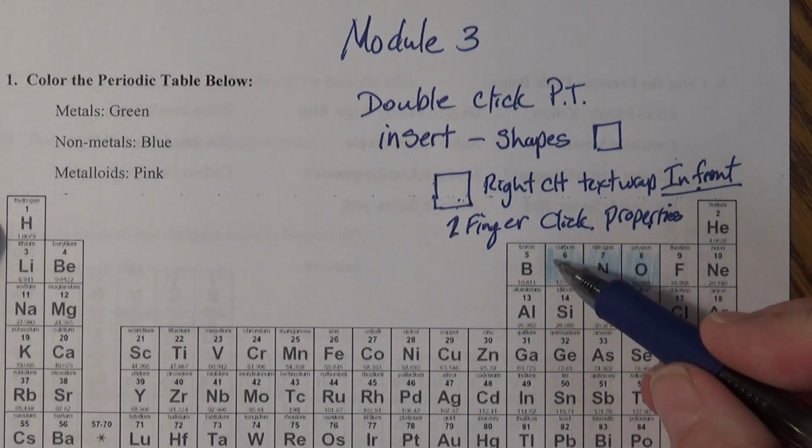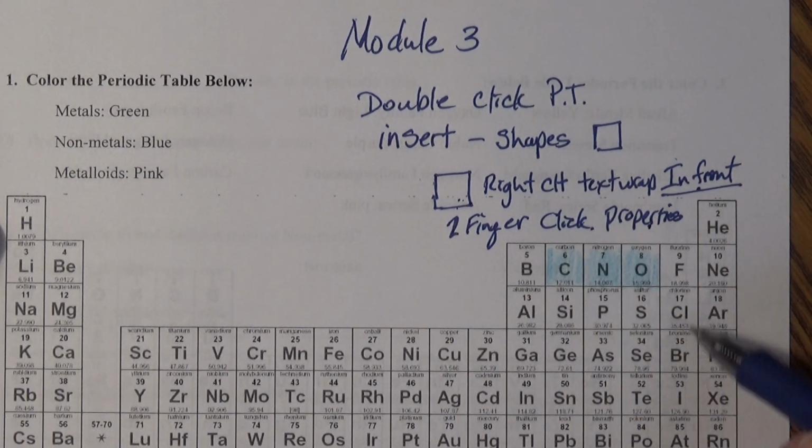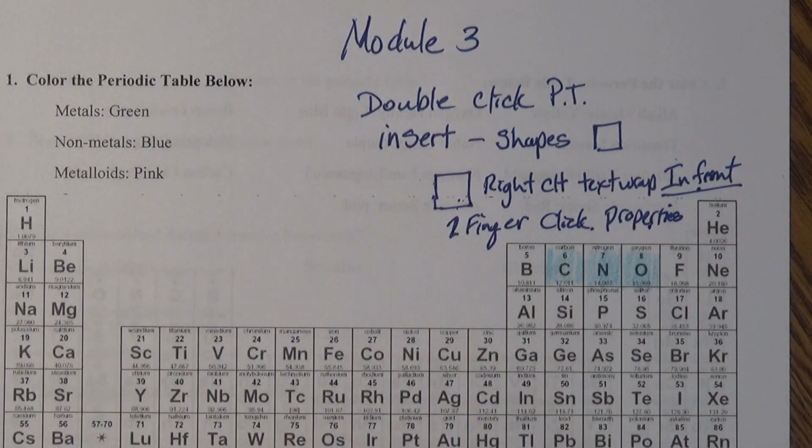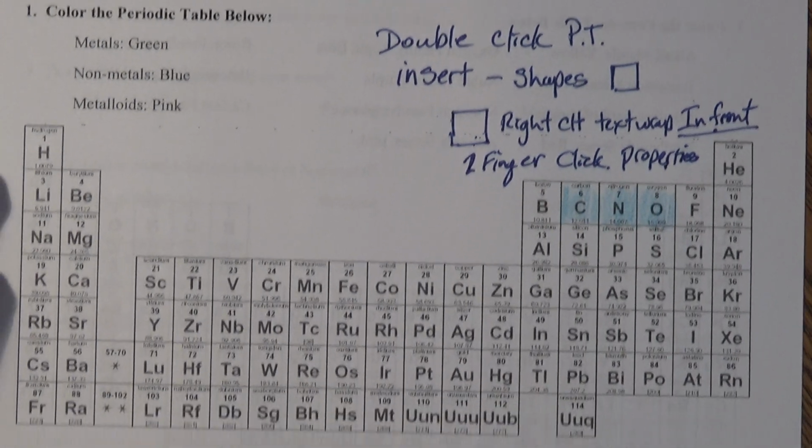Okay? So just to make sure you understand, your non-metals are up over in this corner. Your metalloids are right along this area right here. I'm sure you can look all that up on Google. And all the rest of this over here is a metal.